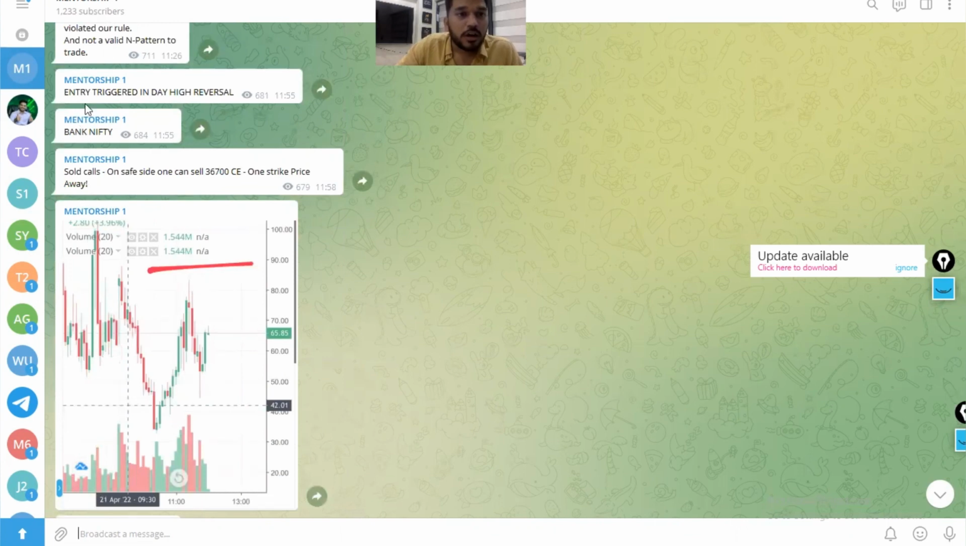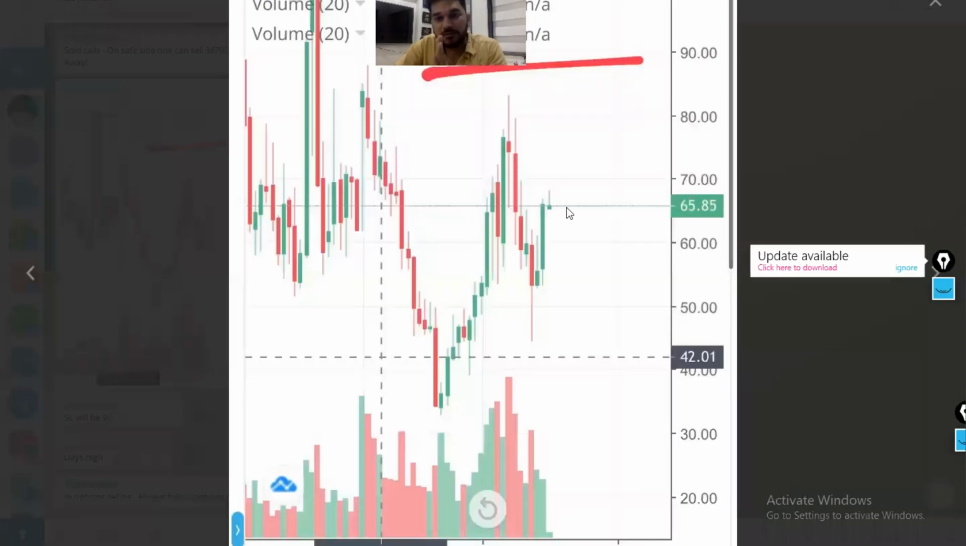If you see over here, the entry has been triggered in the day high reversal, right? That is first things first. Sold calls on the safe side. One can sell 36,700 C, which is one strike price away. Try to understand. I also shared the chart over here. 65.85 was our sell trigger, right? And I also mentioned the stop loss, which is 90 over here.